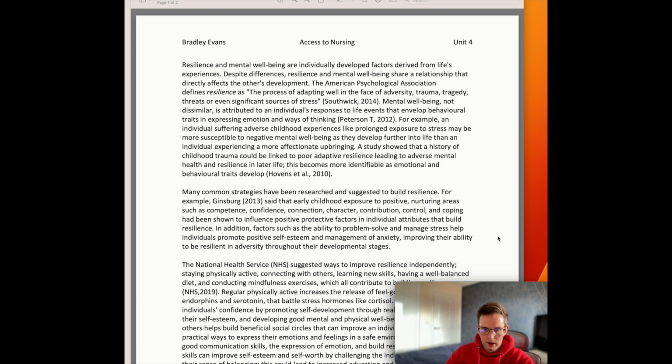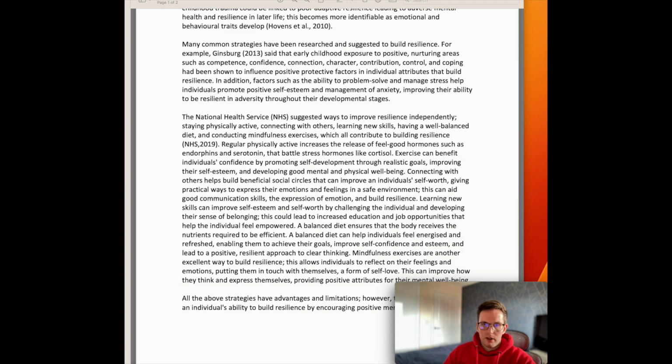And I then went on to write, the National Health Service suggested ways to improve resilience independently. Staying physically active, connecting with others, learning new skills, having a well-balanced diet and conducting mindfulness exercises all contribute to building resilience. Regular physical activity increases the release of feel-good hormones such as endorphins and serotonin that battle stress hormones like cortisol. Exercise can benefit an individual's confidence by promoting self-development through realistic goals, improving their self-esteem and developing good mental and physical well-being.